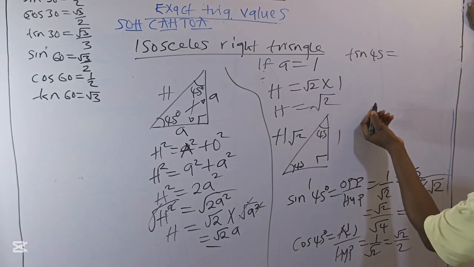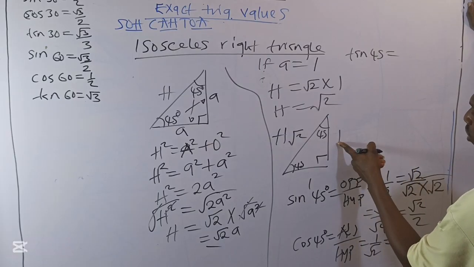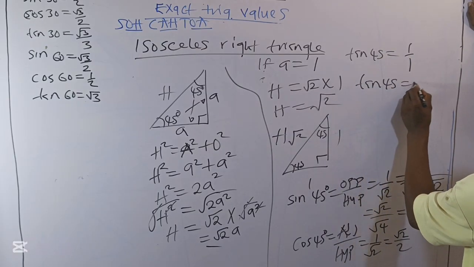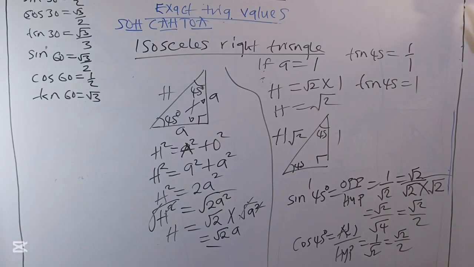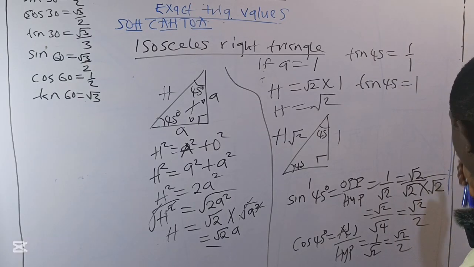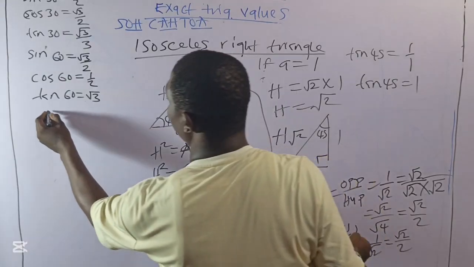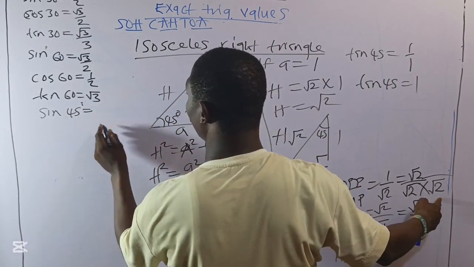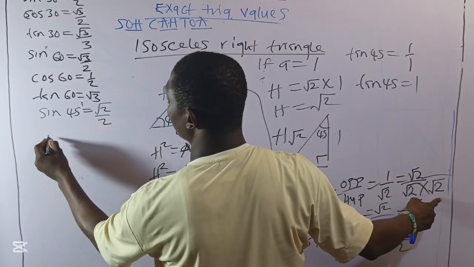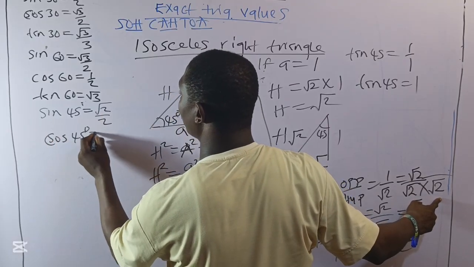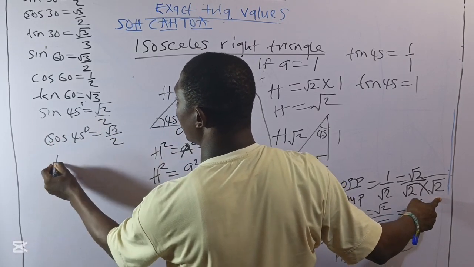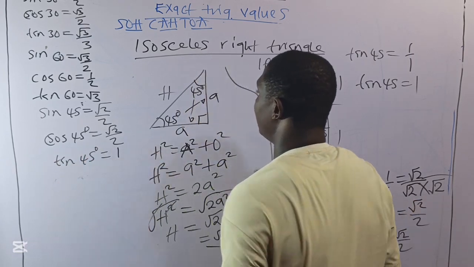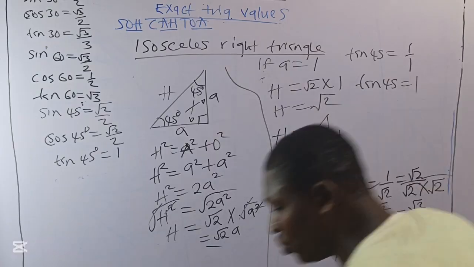And for my tangent, I have tan 45 also, which is tan of angle, is opposite over adjacent. And my opposite and adjacent, they are 1, so I have 1 over 1. And tan 45 will be equal to 1. So, in summary, I have my sine 45 degree equal to root 2 over 2, cos 45 degree also equal to root 2 over 2, and tan 45 degree equal to 1. So that's it.